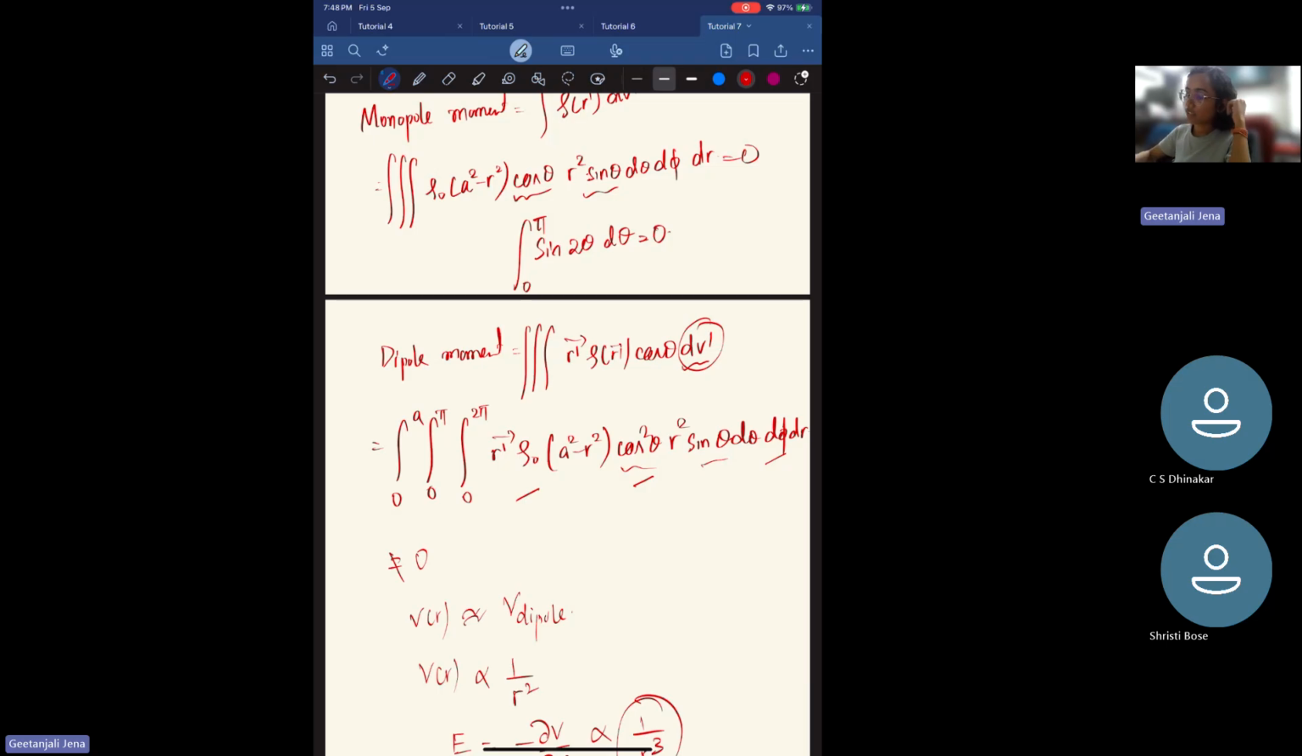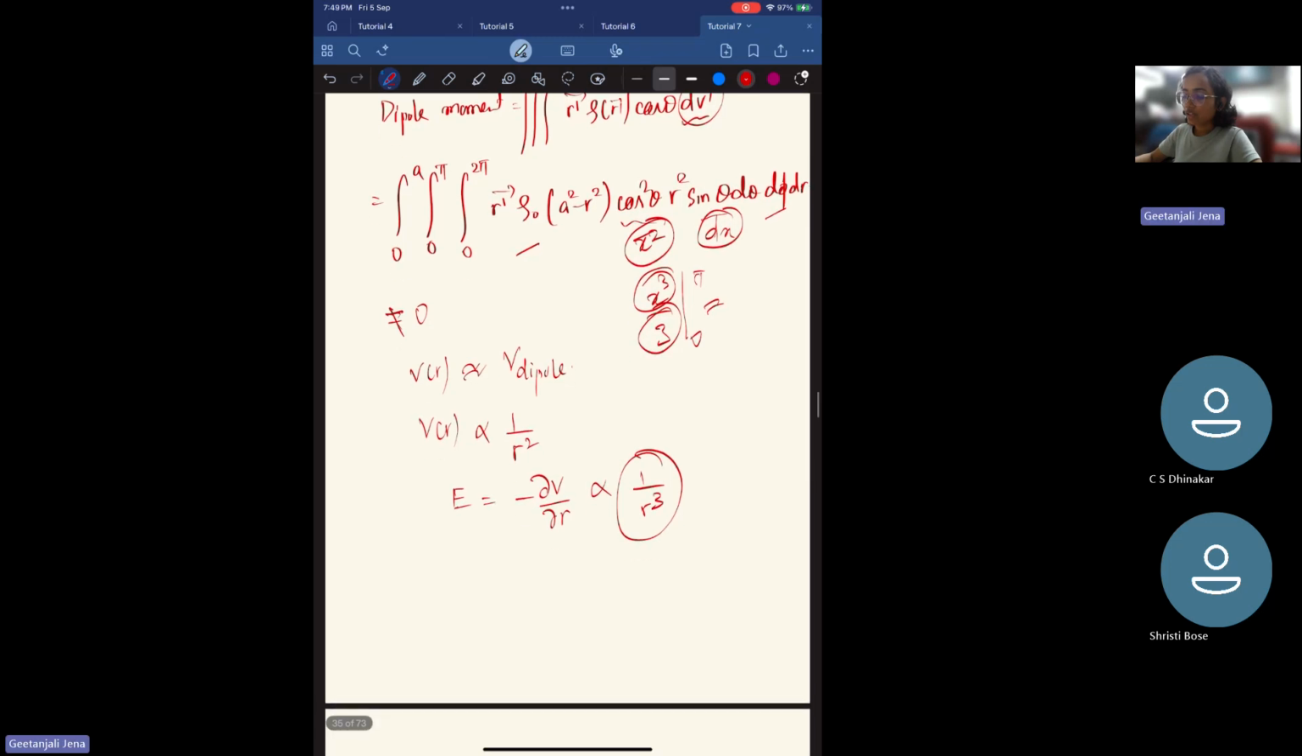So for this case, it's like x square dx cos square theta sin theta d theta, which will give x cube by 3, I guess. Then from 0 to pi, this won't be 0. So that is why it's non-zero. Okay. Any other doubt you have?